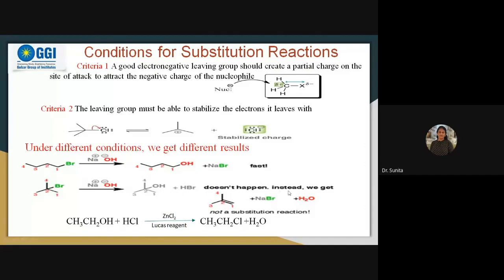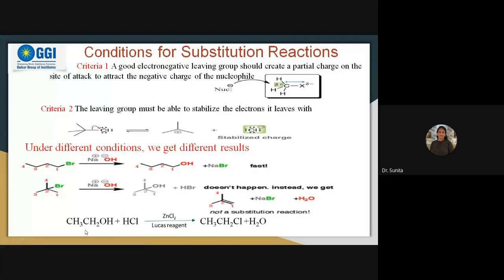But if it doesn't happen, and instead we get a kind of thing like this, so it means it is not a substitution product, but it is which type of reaction? Yes, you can tell me over here, it is which type of reaction? Instead of forming this product, if this product is formed, now you can tell me it is which kind of product? It is an elimination product. Okay, it is a type of elimination reaction. So instead of getting substitution reactions, we can get the elimination product.